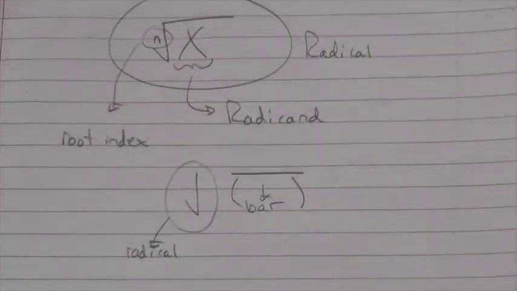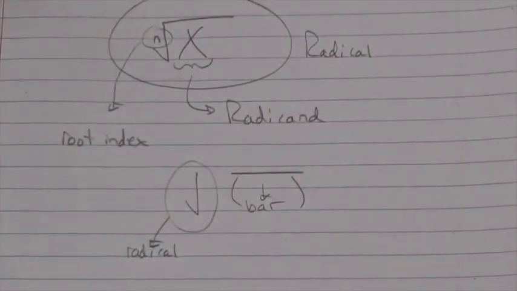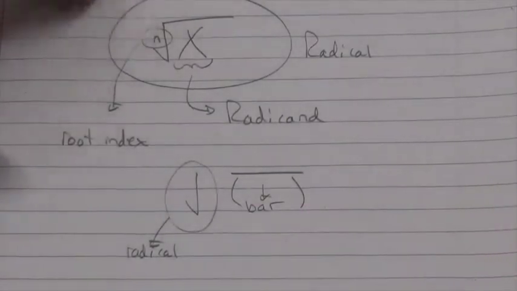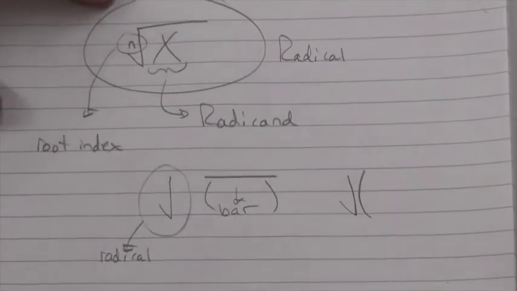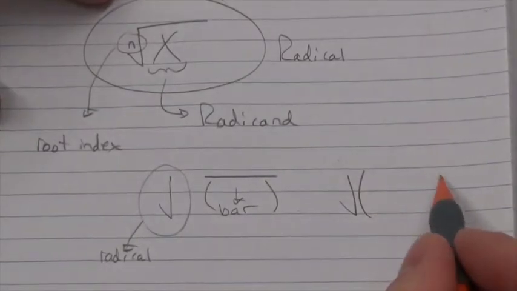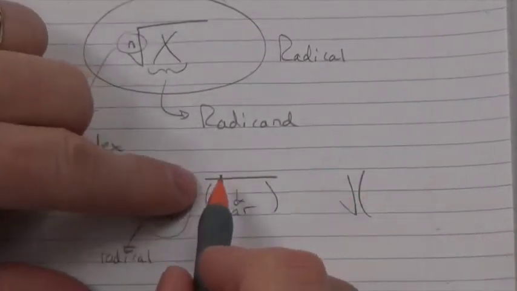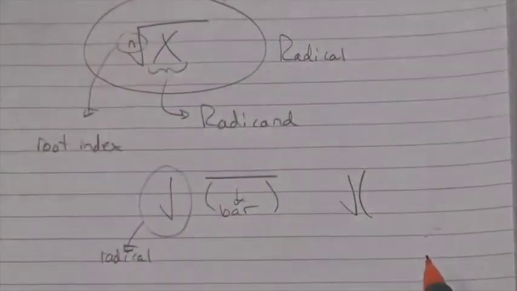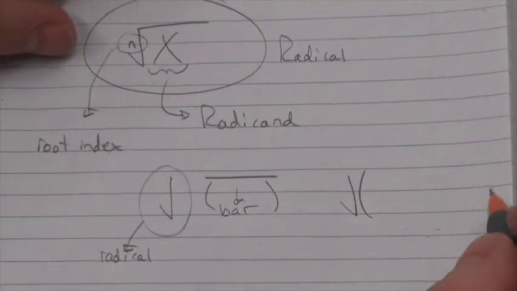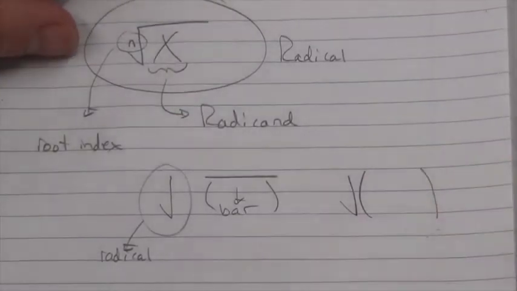Now, the reason why that's significant is because on a lot of our calculators, when you press the radical button, you will get that symbol and that symbol together. And then you need to remember to close the brackets here, basically to draw that line over top of whatever it is you're taking the square root or cube root of. But you need to remember to close that.